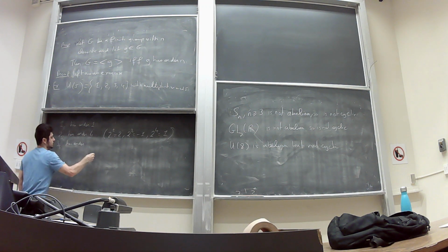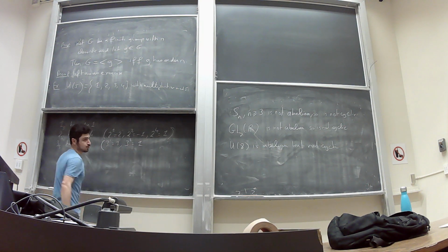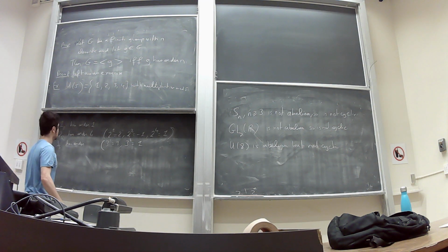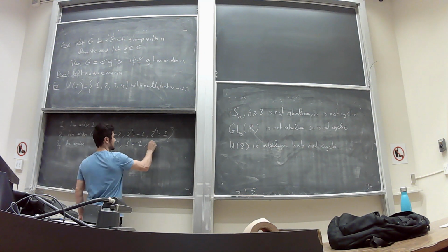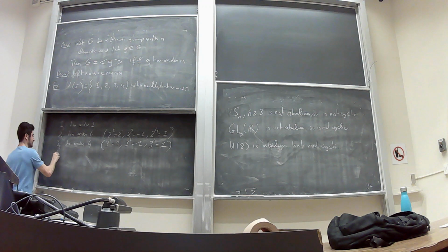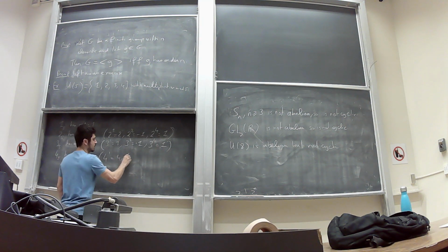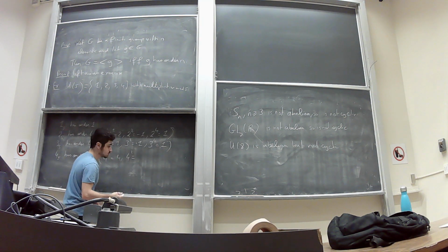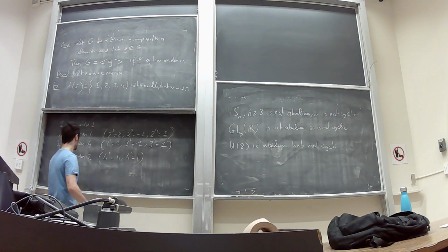So what is 3 to the 1? It is 3. What is 3 squared? Mod 5, 3 squared is minus 1, and 3 to the 4 is 1. So 3 in U5 has order 4. Now 4 mod 5 has order 2. 4 is minus 1, so 4 squared is minus 1 squared, which is 1.